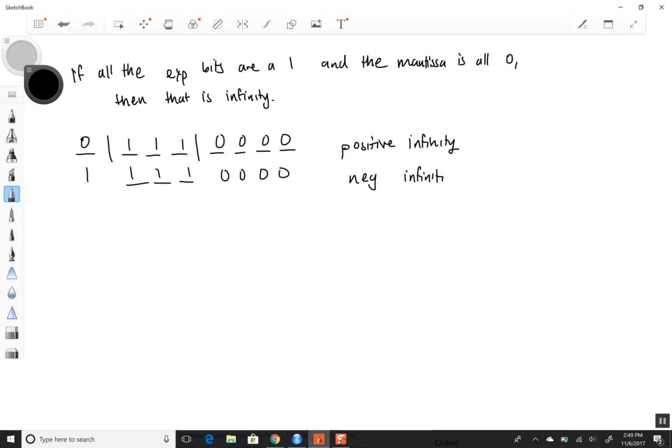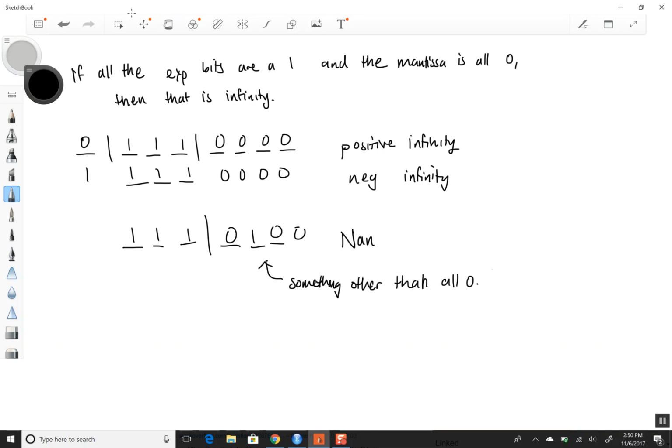So the computer actually doesn't have infinity. It just has a way to represent infinity. When you ask the computer for infinity, this is what it's giving you, okay? And the computer also represents not a number. NaN is anything where you have all ones up here and then something other than all zeros, this is going to be not a number.